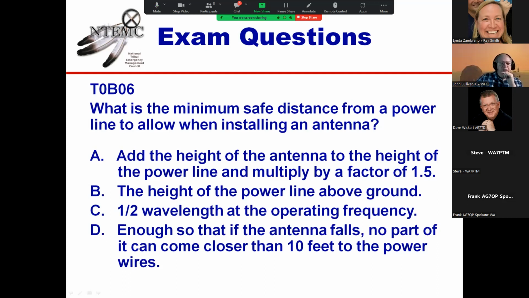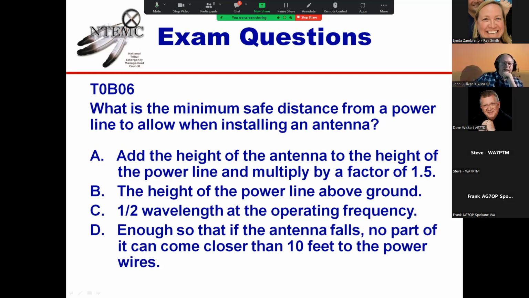The safe distance would be the height of the power line. Well, what if your power line is up 50 feet in the air and you have a 5-foot antenna? Why would you need it to be 50 feet away? It's not going to hit that wire, right?